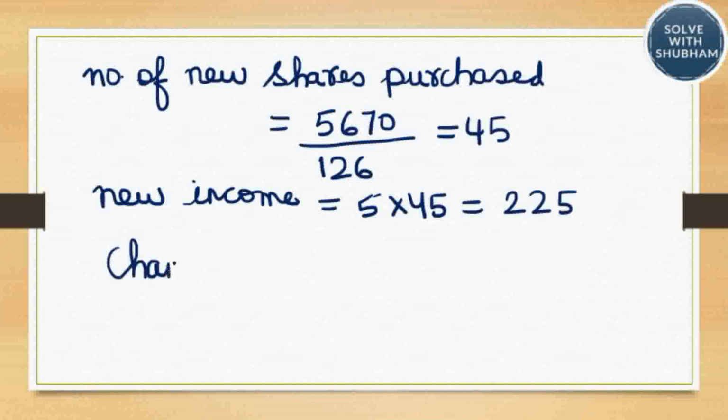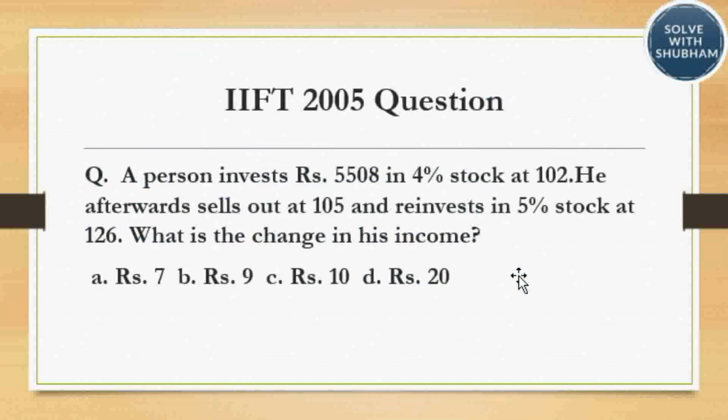So what is his change in income? Now it is 225. Initially it was 216. So his change in income is 9 rupees. So your answer would be option number B, rupees 9. Simple question. Only little calculation is involved and then you will get the answer.